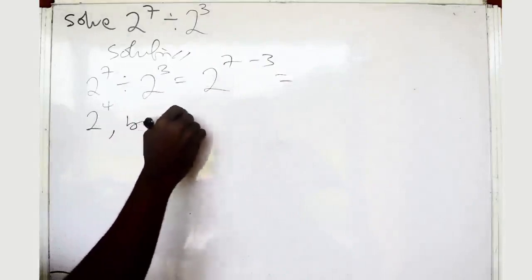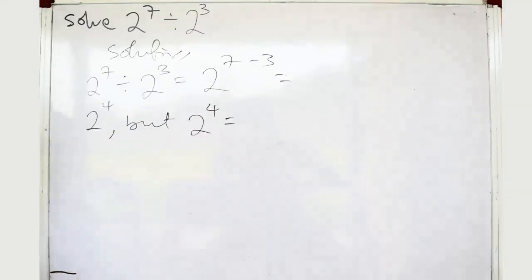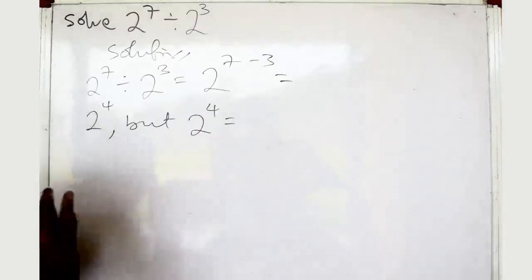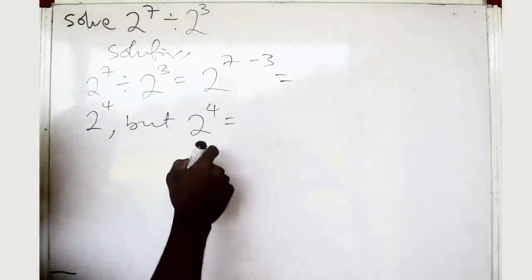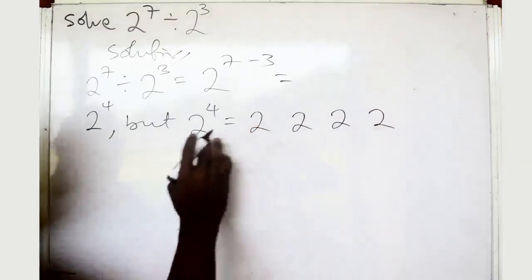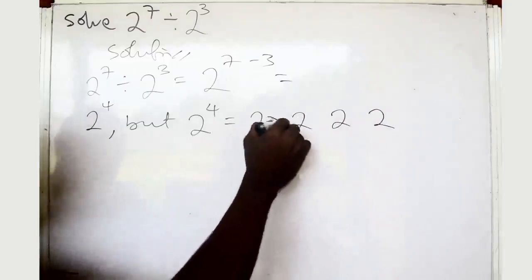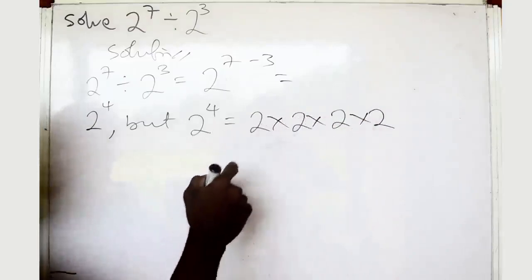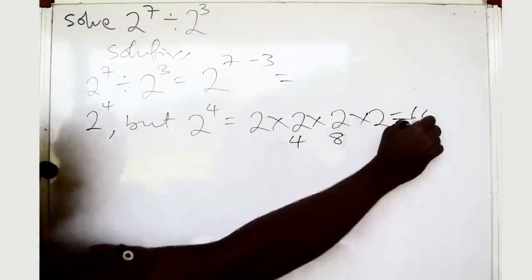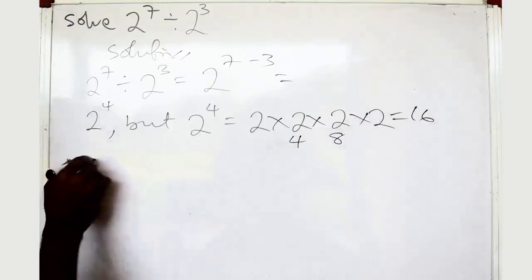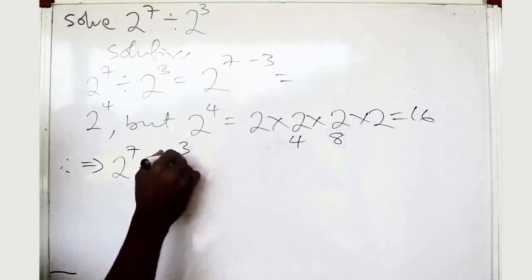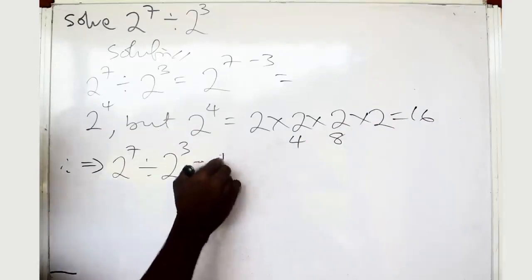You and I know, from the law of exponents, or the first law of indices, anytime we are given something like this, it tells us to repeat the base, which is 2, to the value of the power. The power is 4: 1, 2, 3, 4. They will put multiplication in between. 2 times 2 is 4. 4 times 2, 8. 8 times 2, 16. So therefore, it implies that 2 raised to the power 7 divided by 2 raised to the power 3 is nothing but what? 16.